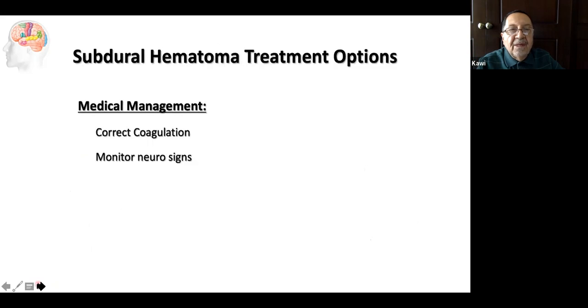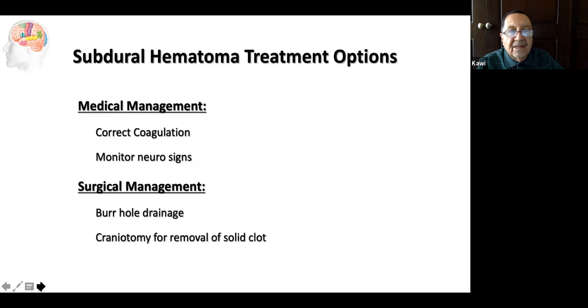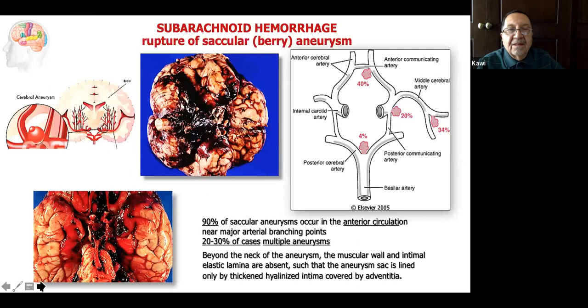Subdural hematoma is bleeding on the surface of the brain. The treatment is to correct coagulation and to monitor the neuroscience. Surgical management for it is to do a small hole in the cranium and to drain the blood, or to do craniotomy for removal of a solid clot.